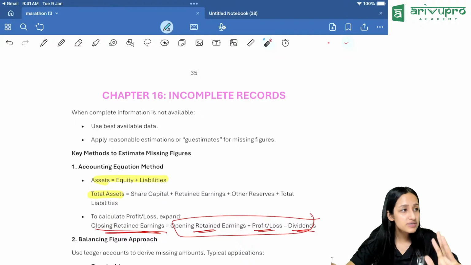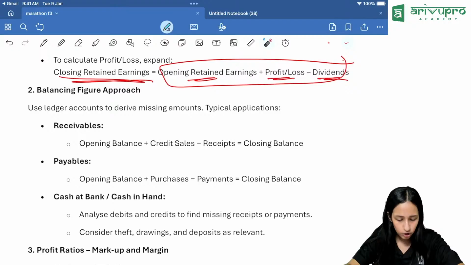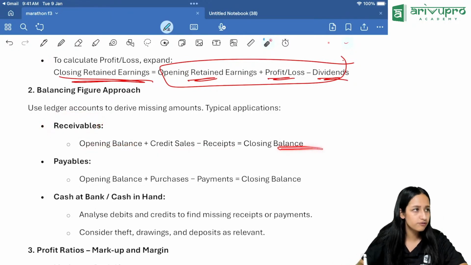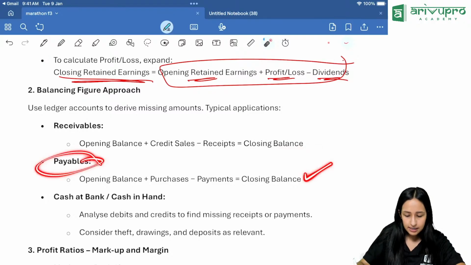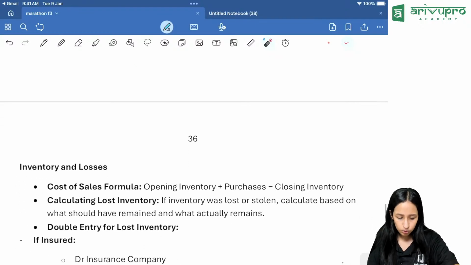Okay, what is missing? How much is the amount that is missing? Like that they'll ask you. Also for receivables, you can do opening balance plus sales minus receipts, which will give you closing balance. For payables, same thing. So these little things you can go through.